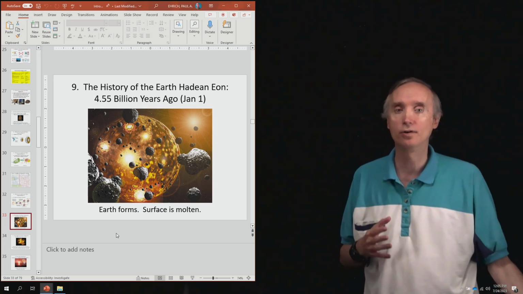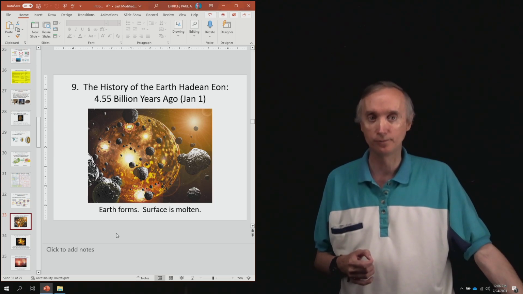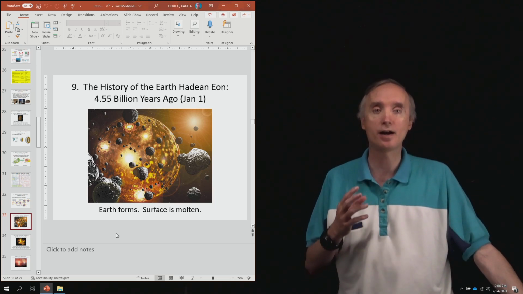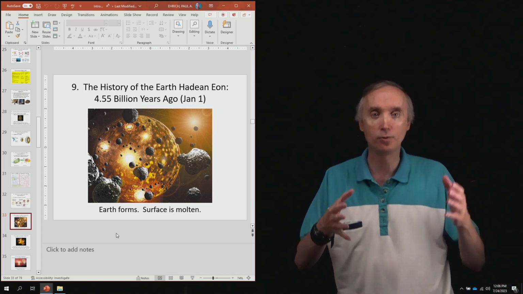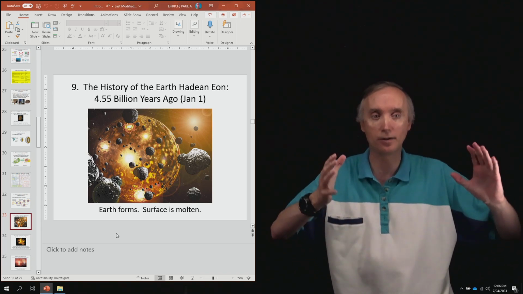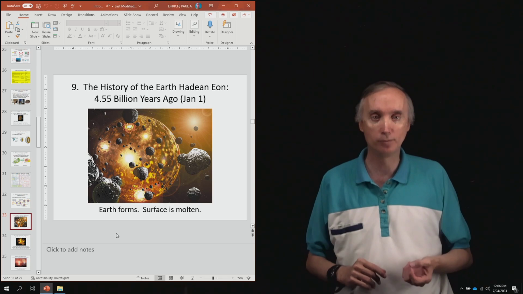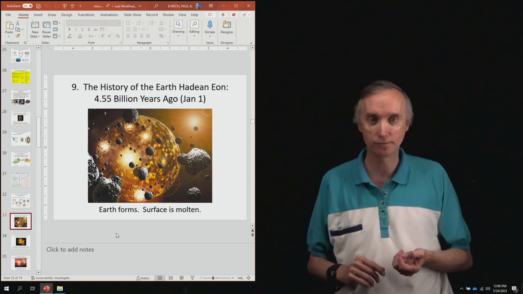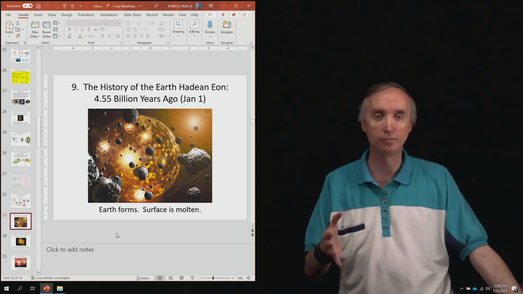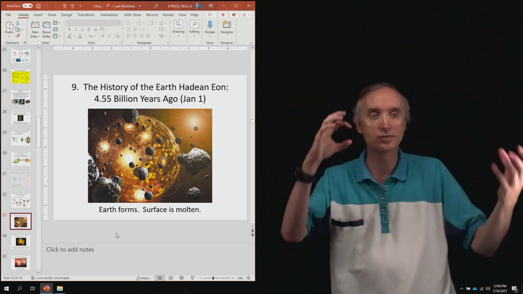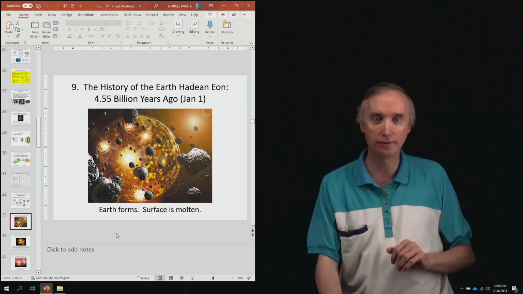So the Earth begins about 4.55 billion years ago. And so we're going to have a cosmic calendar, and we're going to take this 4.55 billion years and compress it into one calendar year. So the Earth would have been born on January the 1st of this calendar year. And the Earth is going to be molten from the impacts of all the debris that made the Earth. So you should already know that.